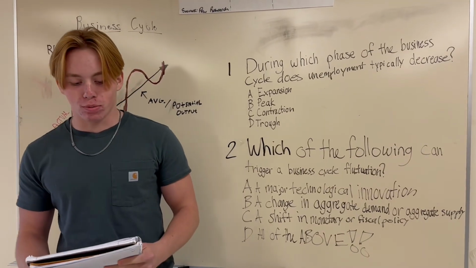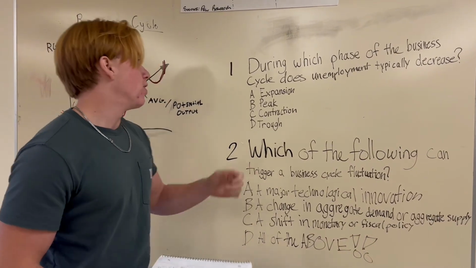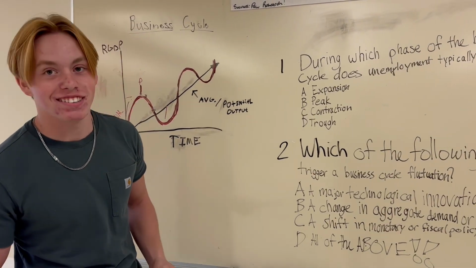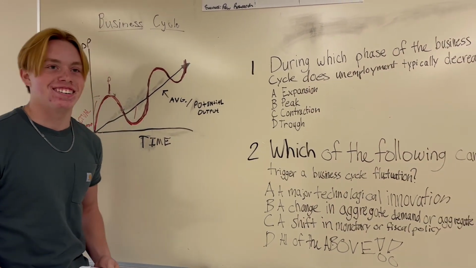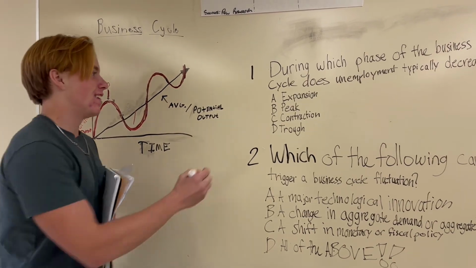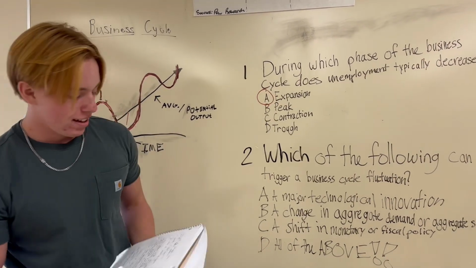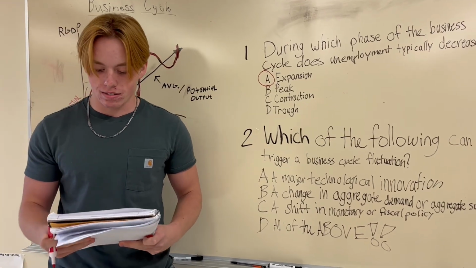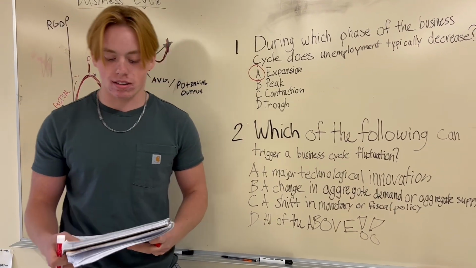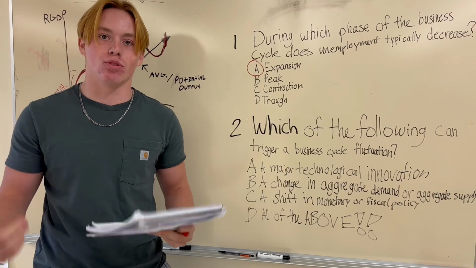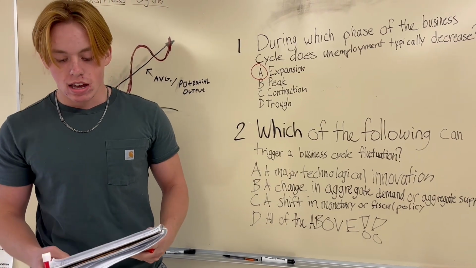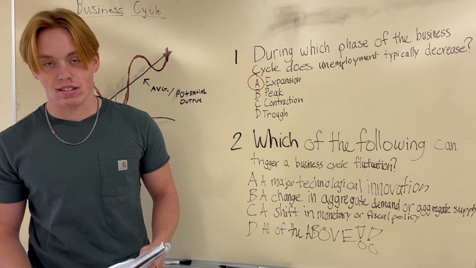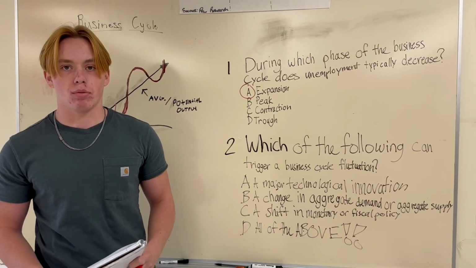We'll go through two multiple choice questions. Question one: during which phase of the business cycle does unemployment typically decrease? I'll give you a minute to answer. The answer is A. This is because the expansion phase is when the economy is growing, making businesses produce more goods and services to meet consumer demand. This causes businesses to hire more people, lowering the unemployment rate.